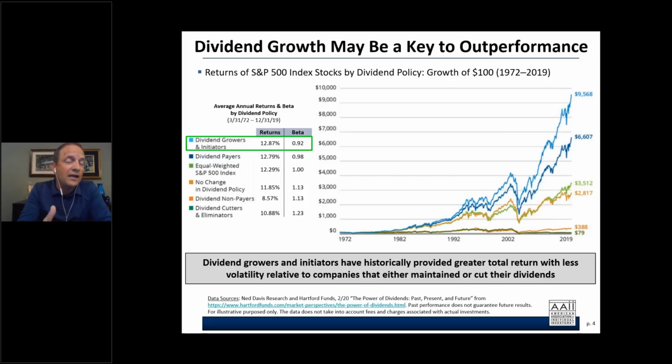So dividend growers and initiators, they have historically provided greater total return with less volatility relative to companies that either maintained or cut their dividends. So this is more important than ever.